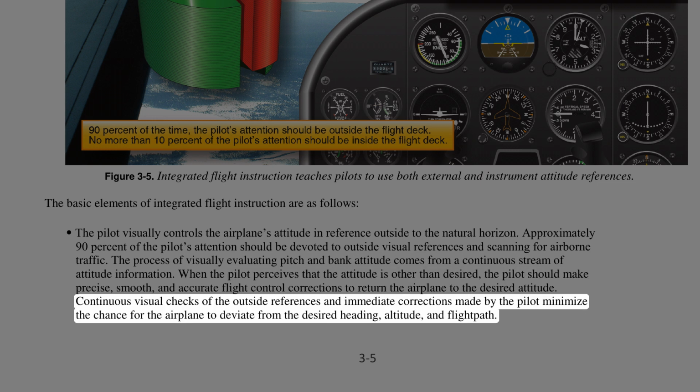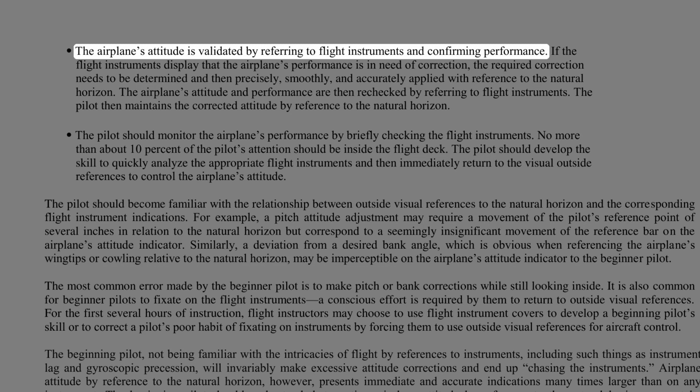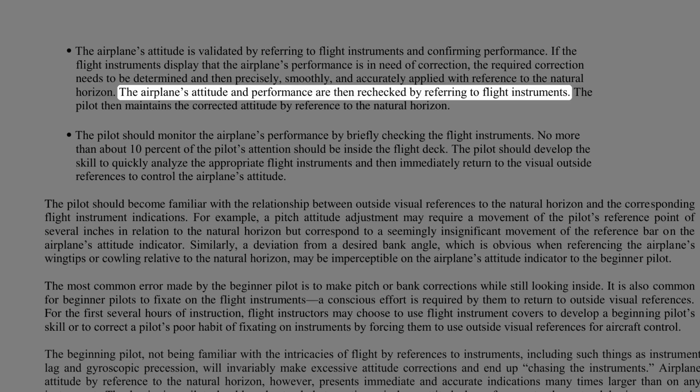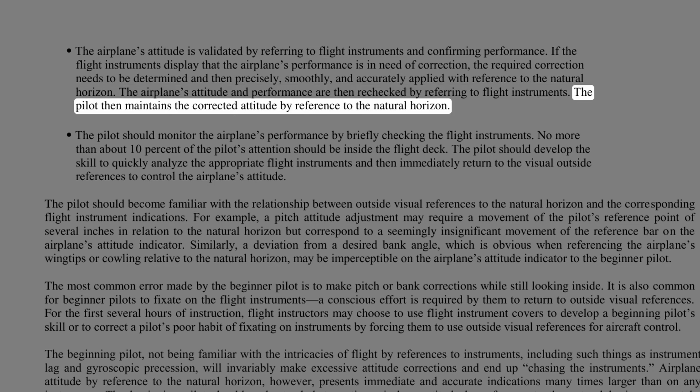Continuous visual checks of the outside references and immediate corrections made by the pilot minimize the chance for the airplane to deviate from the desired heading, altitude, and flight path. The airplane's attitude is validated by referring to flight instruments and confirming performance. If the flight instruments display that the airplane's performance is in need of correction, the required correction needs to be determined and then precisely, smoothly, and accurately applied with reference to the natural horizon. The airplane's attitude and performance are then rechecked by referring to flight instruments. The pilot then maintains the corrected attitude by reference to the natural horizon.